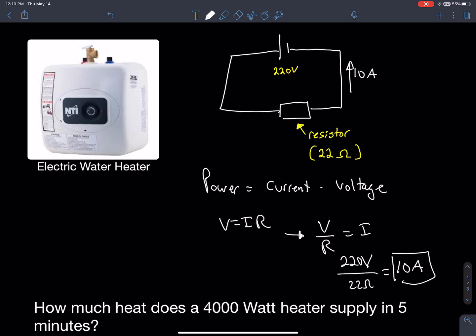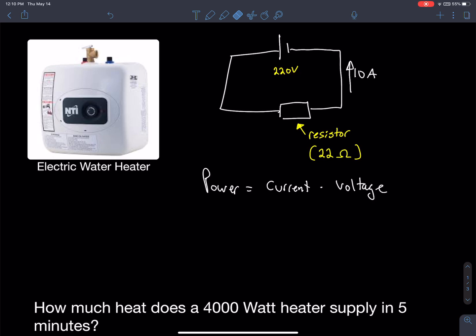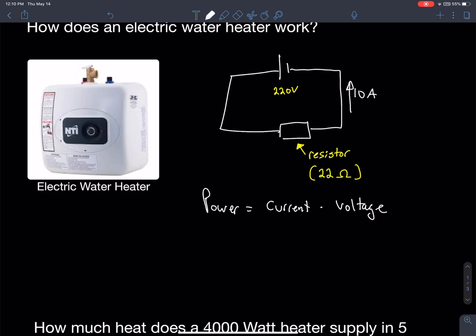Okay, so I'm just going to erase this bottom part right now. Now, in order to calculate the power that is going through that heating circuit that I have over here, it is equal to the current times the voltage. So the current, which we just calculated, was 10 amperes, times the voltage, which is 220 volts, is going to be equal to 2,200 watts.